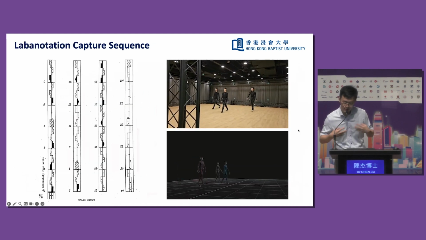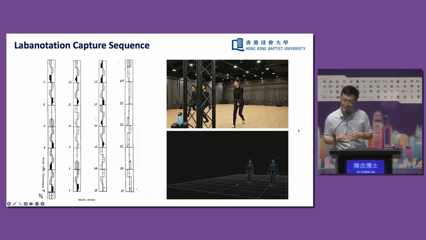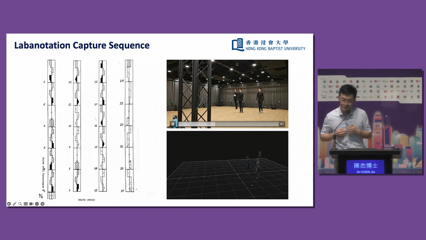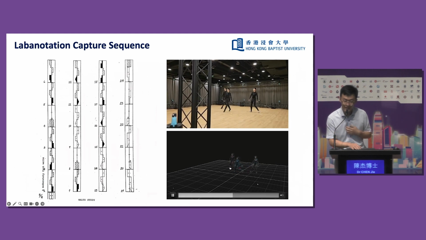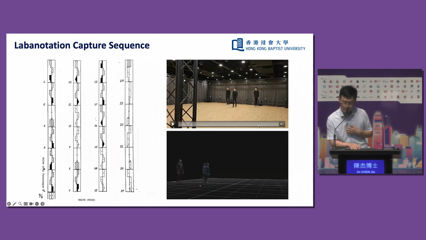This is a visual example of our data capture process. Given the Laban notation on the left, our dancer is dancing and doing actions according to the script, and the actual 3D trajectories are recorded here. This is a motion capture system. We can see markers stuck on the joints of the performers, and infrared light cameras detect the 3D location of these markers and interpret the structure of the skeleton of the dancers.